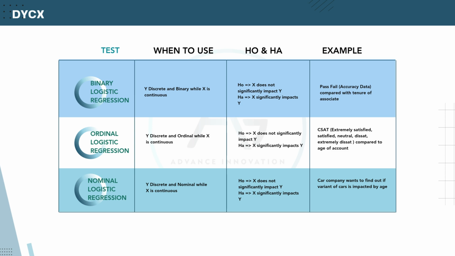This table is extremely useful for deciding which regression model to choose, depending on the nature of the outcome variable. Keep this in mind when framing your analysis in projects, especially during the analyze phase of a Six Sigma DMAIC project.